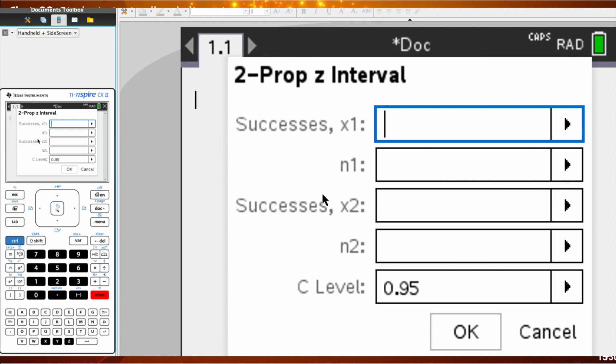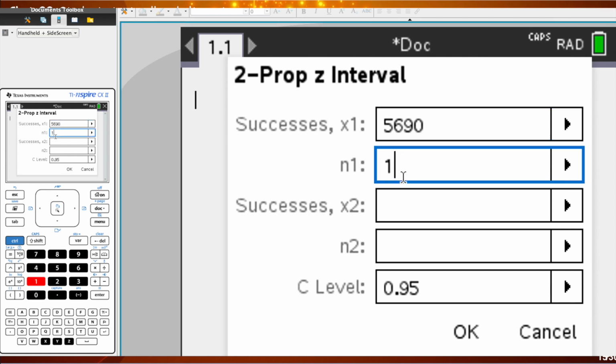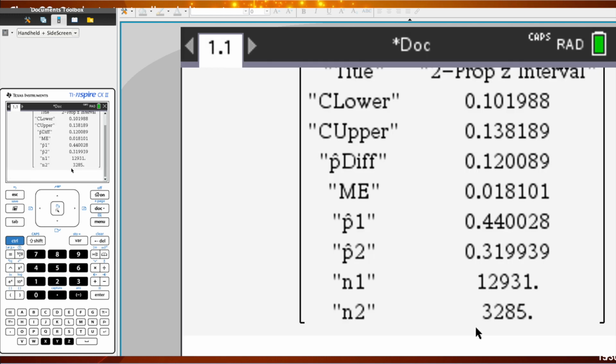Now we're going to type the number of successes in, which was 5690 for the male and 12931 for the sample size. We have 1051 for sample 2, and we have 3285 for the females. We want a 95% confidence interval, so we hit OK, and we are given a bunch of information. So we have our lower, our upper, the difference in the sample proportions, our margin of error, P1 hat, P2 hat, N1, and N2.